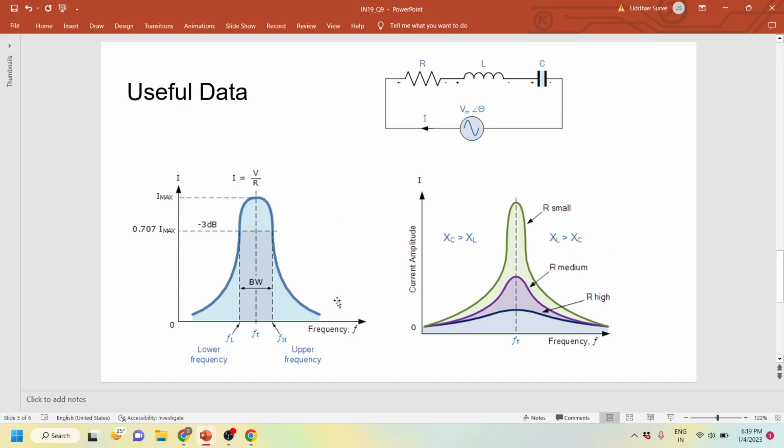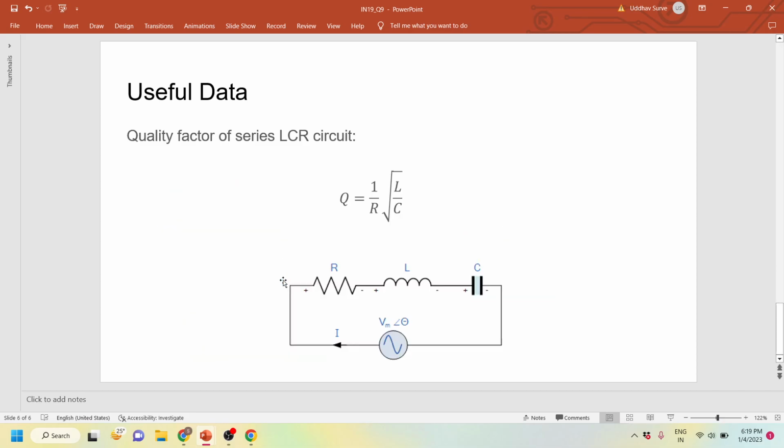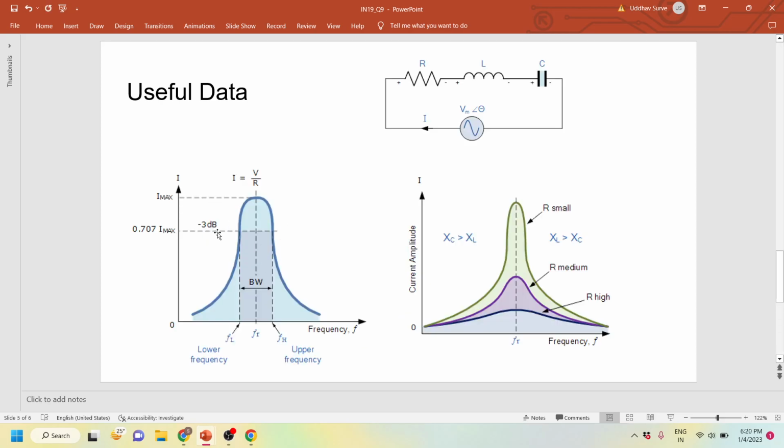When we look at the bandwidth by traditional control system theory, where we take it at 0.707 of the Imax value, the peak value of the current, we take it at 1 by root 2 times that max value, or minus 3 dB. That is the bandwidth of the system. I am not going into the mathematics, but I am just explaining the concept. So this Q factor is defined such that the relation is bandwidth is equal to resonant frequency upon the Q factor.